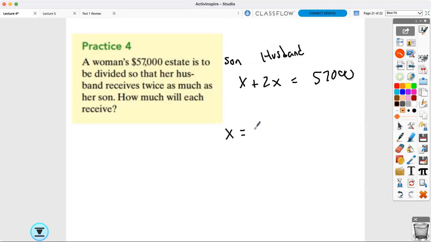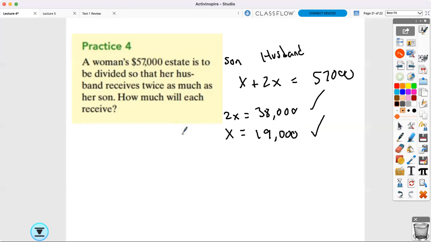So how much does the son get? He gets 1/3. What's the amount of the actual? Just finish that equation right there. Solve out the equation, right? So, 19,000. And how much does the husband get? 38. And if you got 19 and 38, you are correct. Good job, Jacob. Thank you, sir.